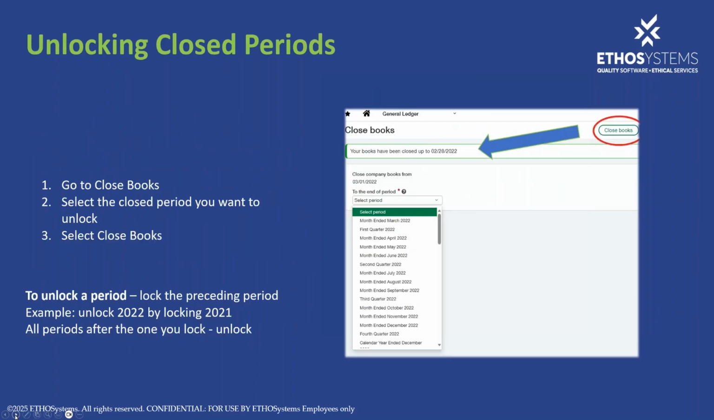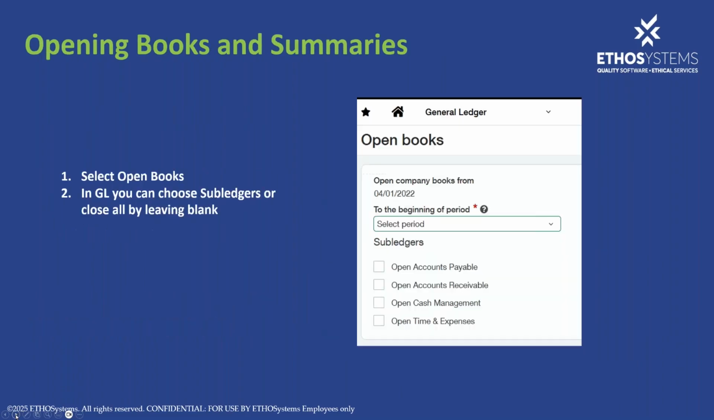Okay, so unlocking. It's kind of the same thing. You go back in, you select the closed books, you select the closed period you want to unlock, and it's not intuitive in that way. It doesn't say, okay, you're going to unlock now. It feels like you're going back through the lock process. But then you go in, you select it, you hit close books, and then it'll say you're unlocked now to make that edit, and then you can go back and lock it again.